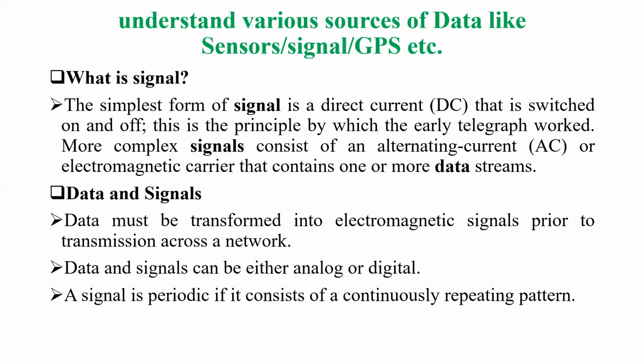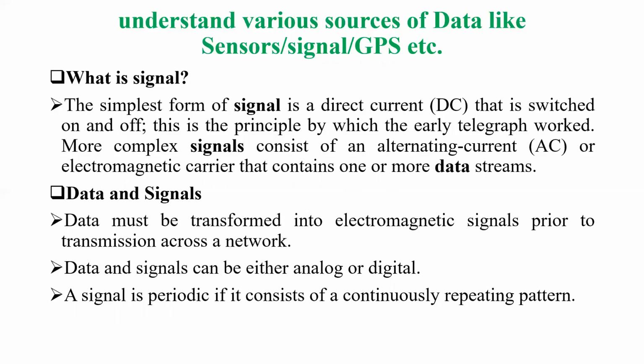And the next category, once the sensors are over, is signaling data. The simplest form of signal is direct current that is switched on and off. This is the principle by which the early telegraph worked. More complex signals consist of an alternating current or electromagnetic carrier that contains one or more data streams. These techniques you can observe in electrical and electronics, friends.